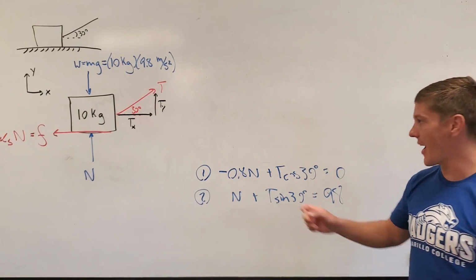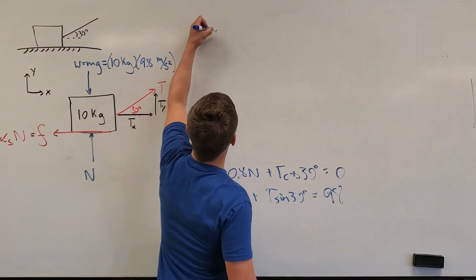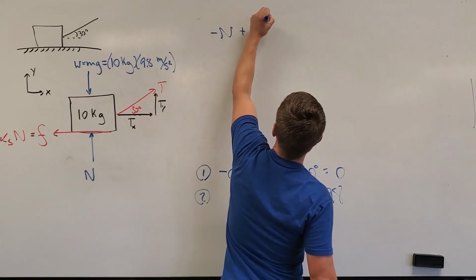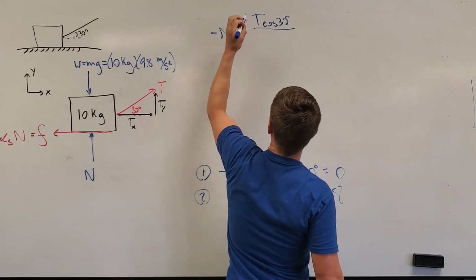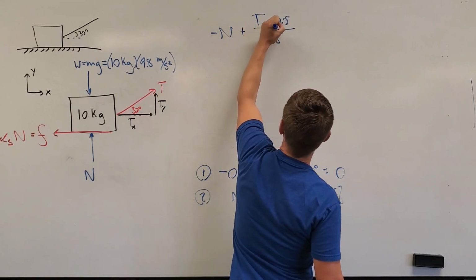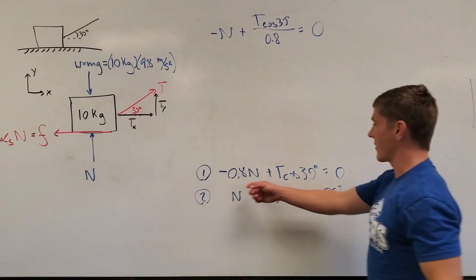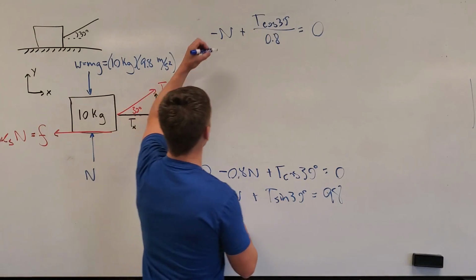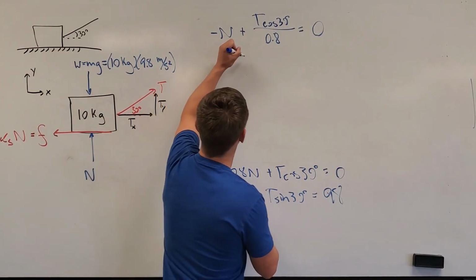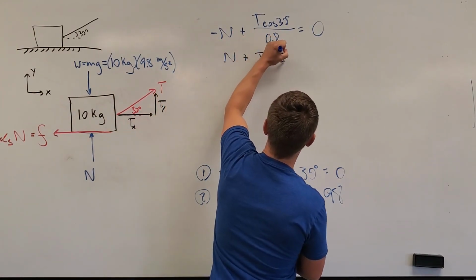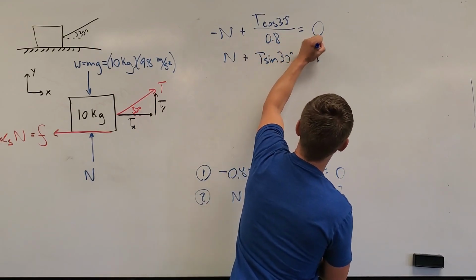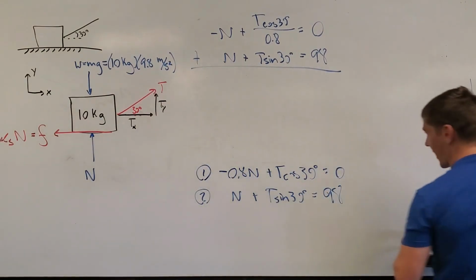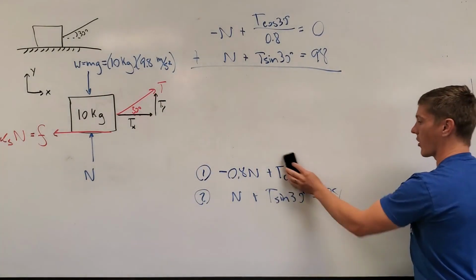So if I divide the entire equation by 0.8, I get a negative normal force plus T cosine of 30 degrees divided by 0.8 is equal to 0. So I divided everything by 0.8, and now I take my second equation. I don't do anything with it. I keep it the same. I get a normal force plus T sine of 30 degrees is equal to 98. And now I can add these two equations together. What I'm trying to do is eliminate that normal force variable.